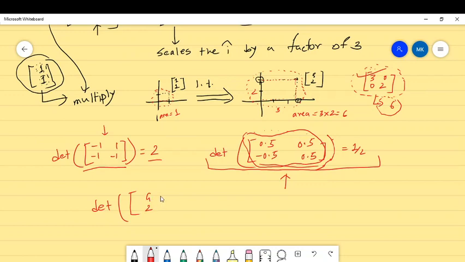For this example, the determinant of this particular matrix is in fact 0. Why? Can you tell me why? If you look at the columns of this matrix, we can say that the second column is linearly dependent on the first column.